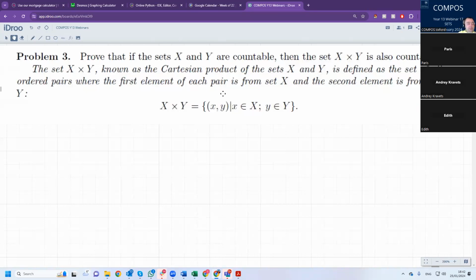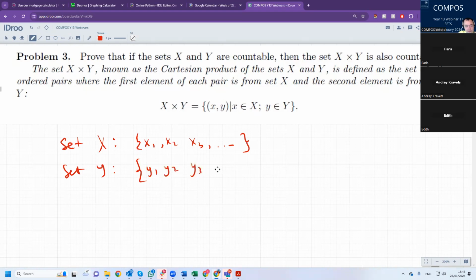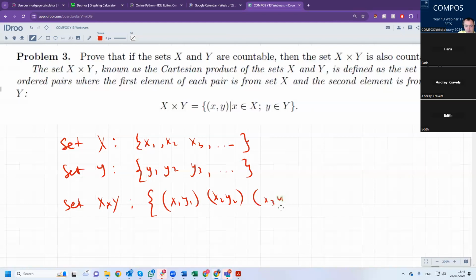So what does that mean? Well, for example, we have set x containing x1, x2, x3, etc. And set y contains y1, y2, y3, etc. Then set x times y is the set containing pairs x1, y1, x2, y2, x3, y3, etc. x1, y1, x1, y2, x1, y3, and then x2, y1, x2, y2, etc. So all the possible pairs of numbers.